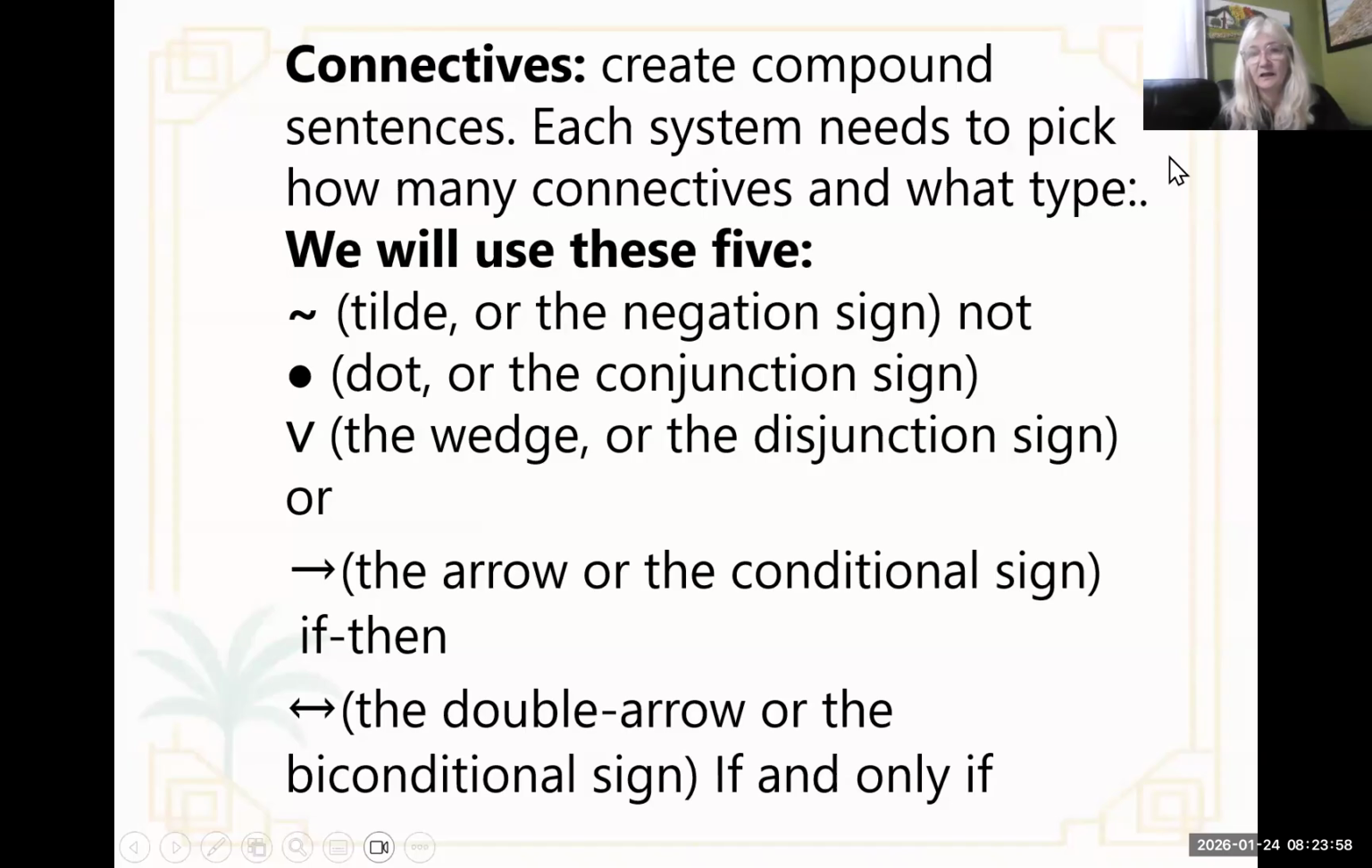Each system needs to pick how many connectives and what type. And this is what we're going to choose. We're going to use five connectives. We're going to use the tilde, or the negation sign, for "not." We use the dot, which is the sign for conjunction, or "and." We use the wedge, or the V, the disjunction sign for "or." We use the arrow, the conditional sign, for "if then." And we use the double arrow for the biconditional sign, "if and only if."